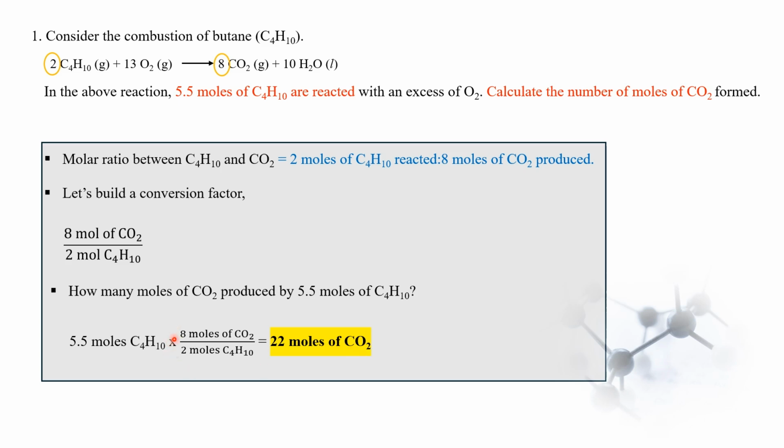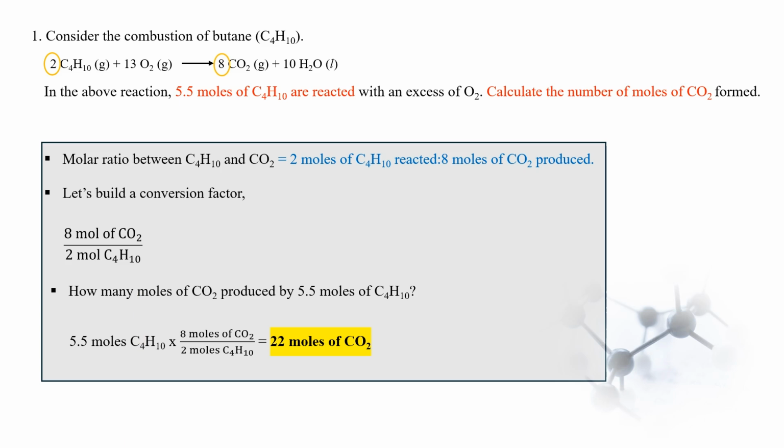Now numbers. 8 divided by 2 is 4. 4 times 5.5 is 22 moles of carbon dioxide. Step number 1 is read the balanced equation. Step number 2 is pick the required two chemicals mentioned in the question. And then based on the molar ratio, build a conversion factor and then you can solve for the final answer. I hope you will understand the first question.